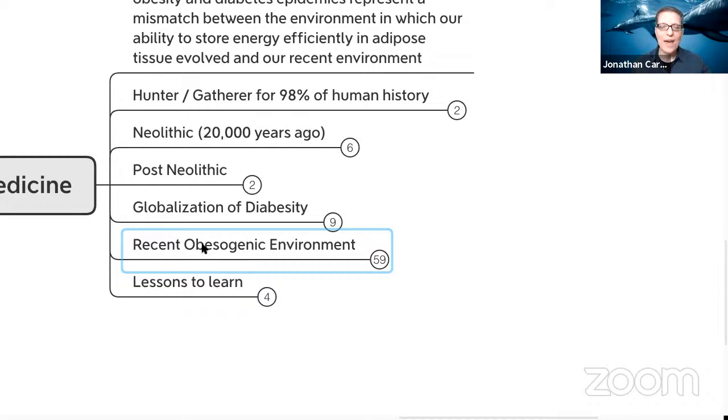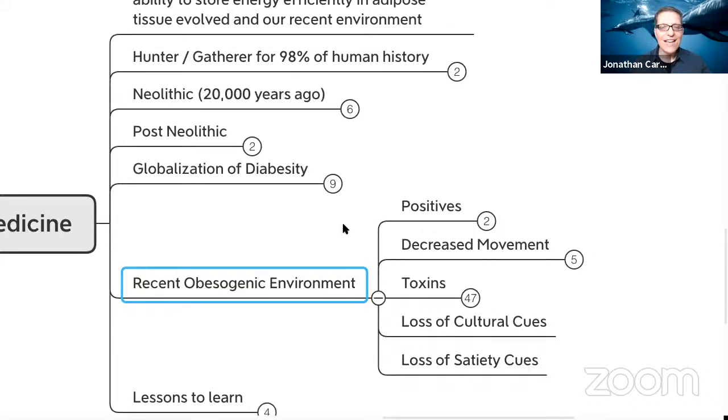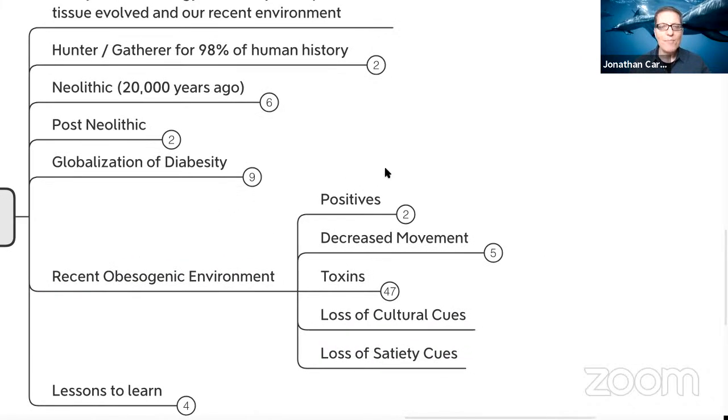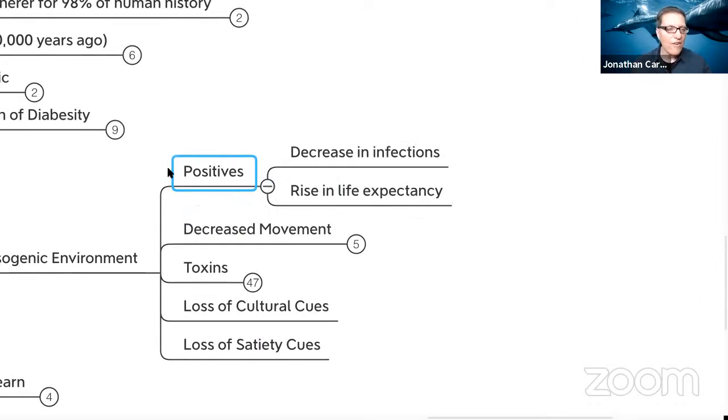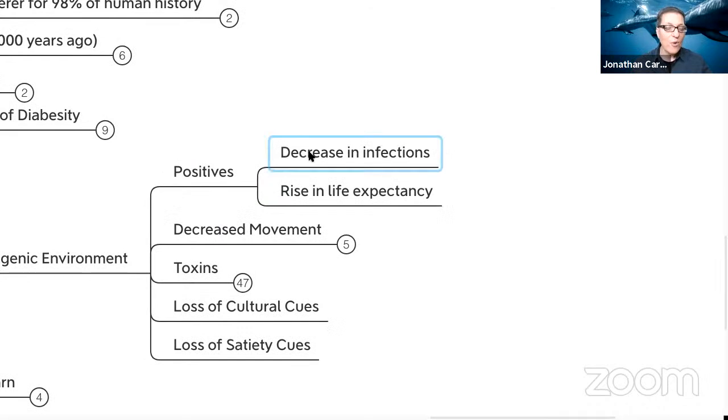We're not going to let it do that, because we understand it from a historical perspective, and now we understand it as we go through this next section. We understand it from a much deeper level. So obviously, the positives of changes throughout history are we have a decrease in infections, which have led directly to a rise in life expectancy. So there are some positives to, obviously, modern society.